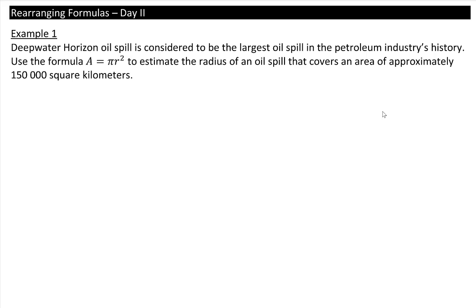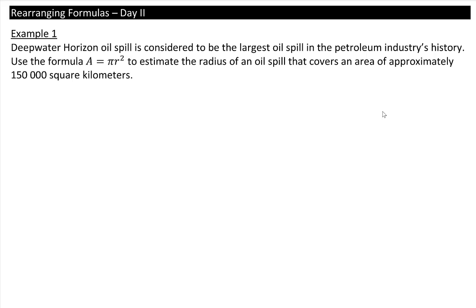So we're going to spend some more time rearranging formulas. Example 1. The Deepwater Horizon oil spill is considered to be the largest oil spill in the oil industry's history. Use the formula A equals pi r squared to estimate the radius of an oil spill that covers an area of approximately 150,000 square kilometers.